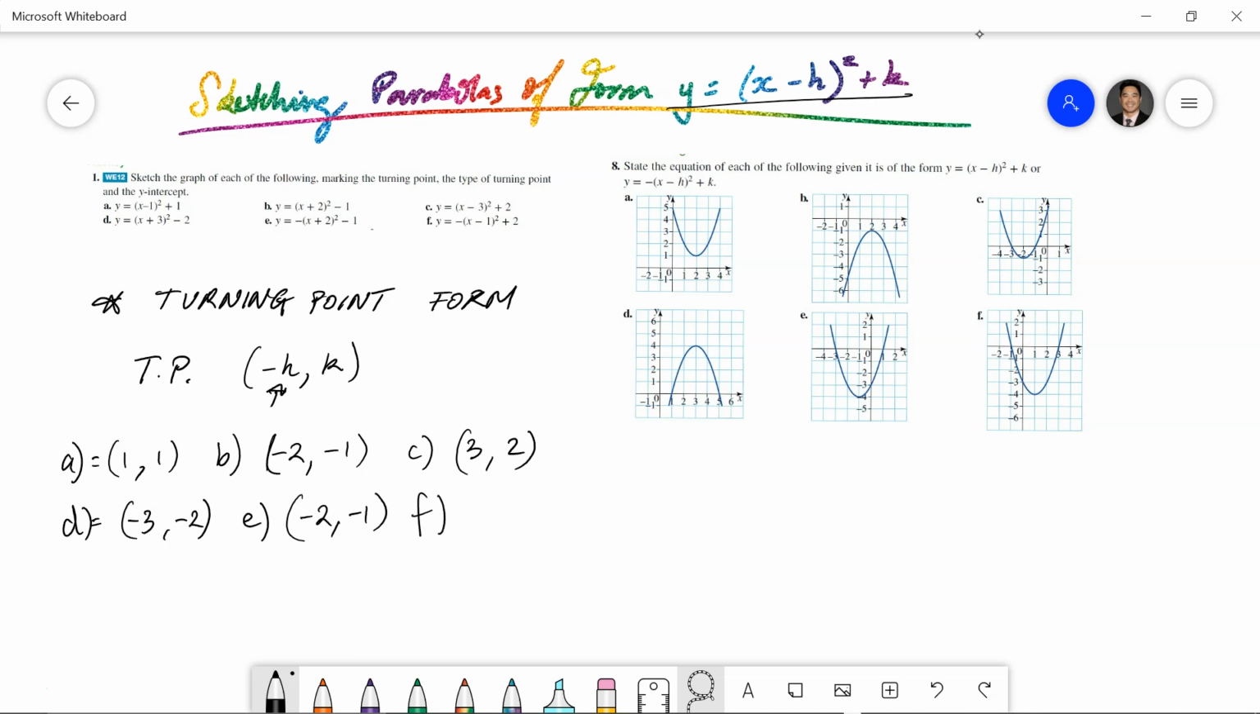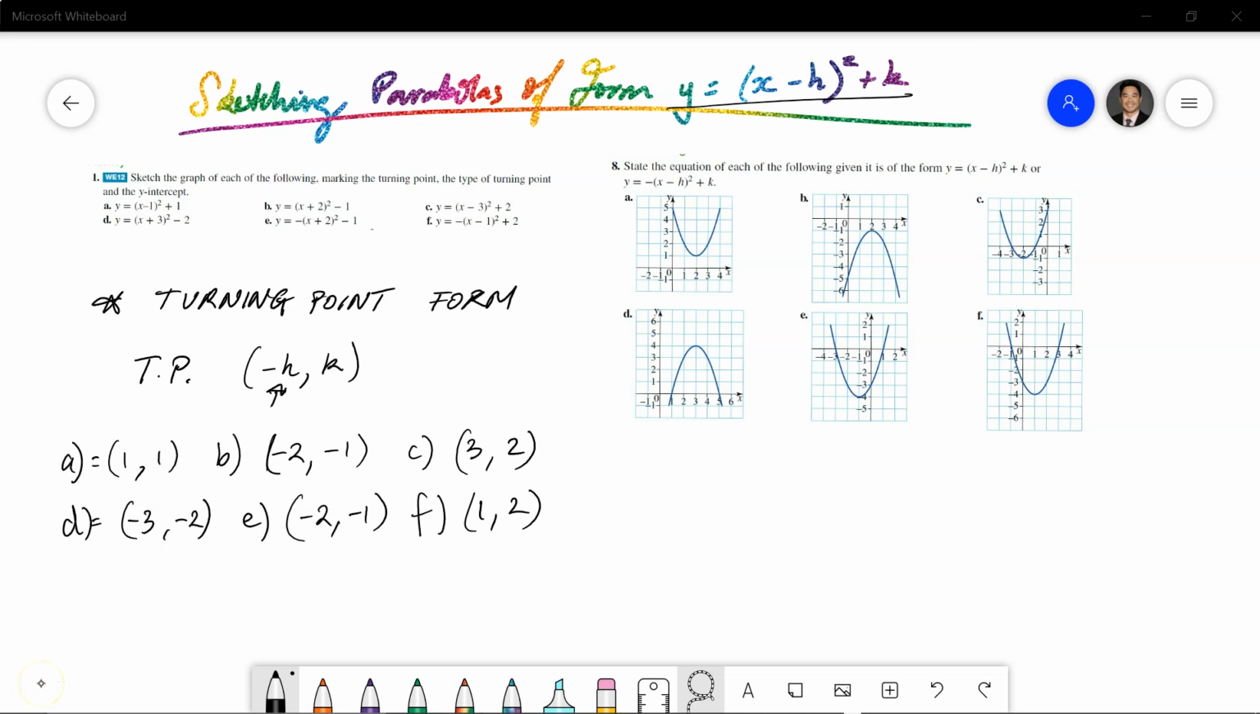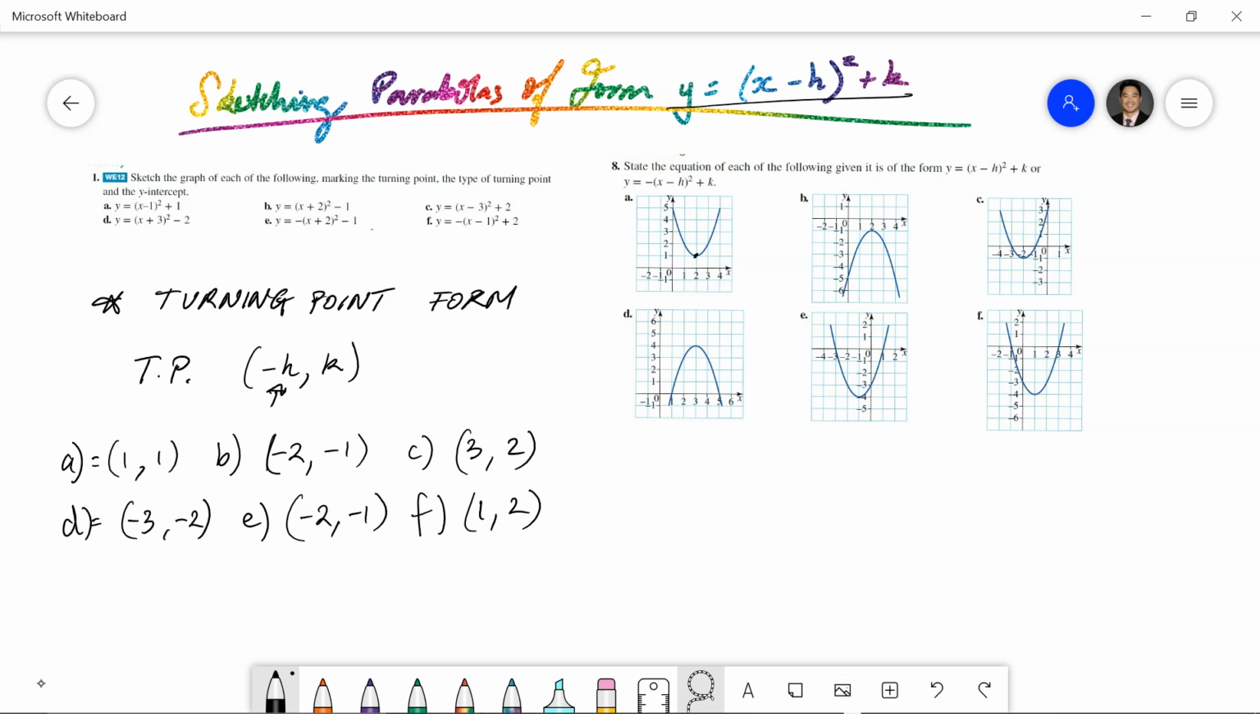And then for F, we have a positive 1 and a 2 as our turning point. And in reverse, we can also apply this by looking at the graph and working out what the turning point is, therefore identifying the equation. What we have here is we've got a positive 2 and a positive 2.